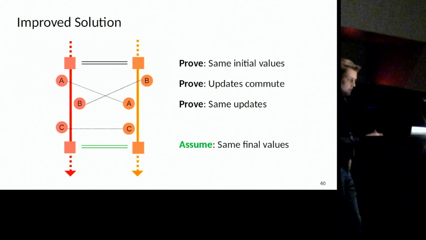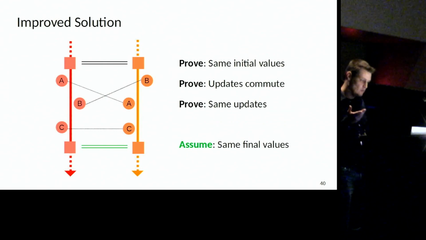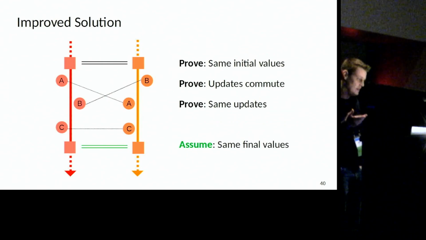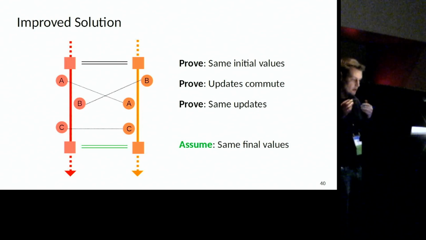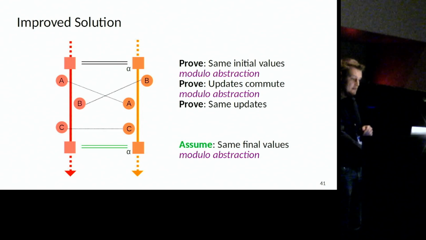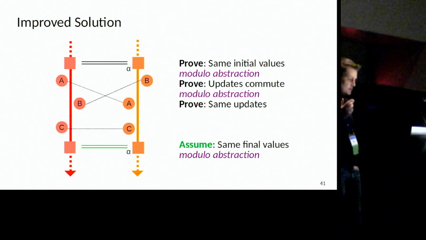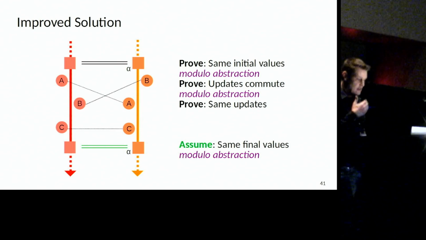So now I've shown you the basic proof obligations. Now how do we have to adapt them? Well, we basically add modulo abstraction everywhere. So we initially prove that our shared data structure has the same initial value modulo abstraction, that the updates commute modulo abstraction. Like in the case I just showed you, we can slightly weaken the same updates requirement, but I'm not going to go into the details there. That's a bit more complicated. And then in the end, after all concurrent modifications, we get to assume that we now have the same final values in both executions modulo abstraction.